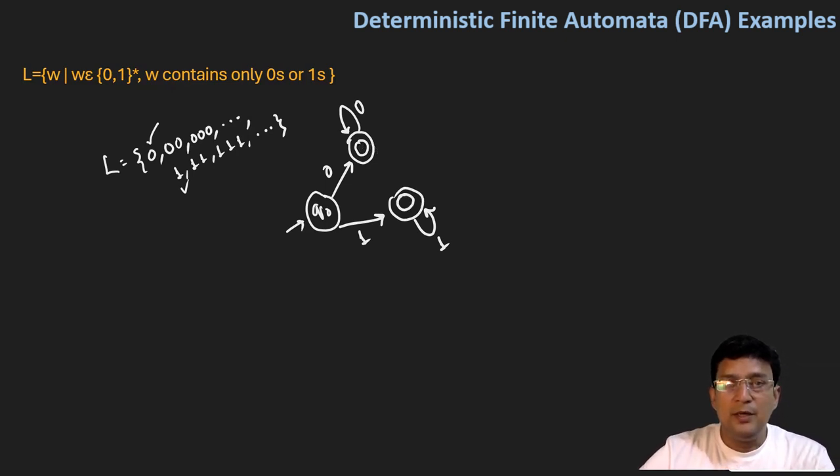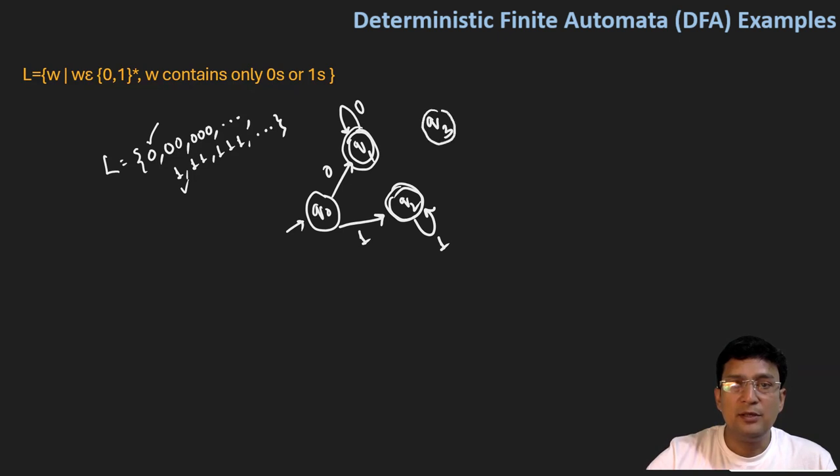I did not have the space to write this. So let's say this is the Q1 state and this is the Q2 state, and encircling is from outside, so this becomes a final state. After getting the zeros, if you get a one, that means this is an invalid string, so you should move to the dead state. So let's say Q3 is a dead state, and at Q2, after getting the ones, if you get a zero, this will also not be acceptable, so this will also move to the dead state.